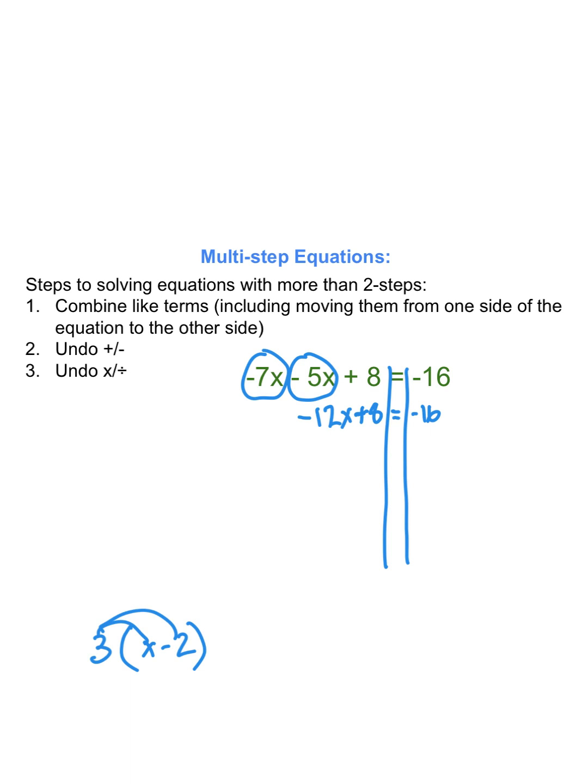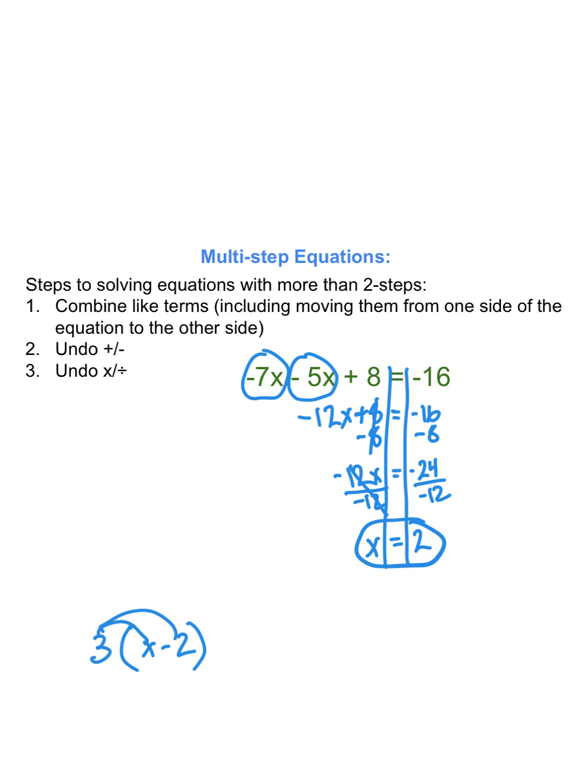All right, now I have a two-step equation. Most of the time, you'll have 3 total steps when they're multi-step equations. So I did one thing. Now I'm down to a 2-step equation. I'm going to subtract the 8 from both sides. I have negative 12x is equal to negative 24. Okay, now I'm down to a 1-step equation. I'm going to divide by negative 12. And x equals positive 2.